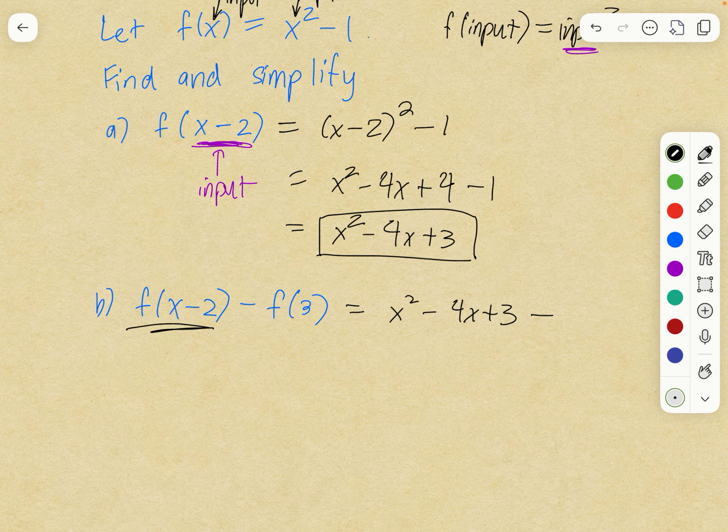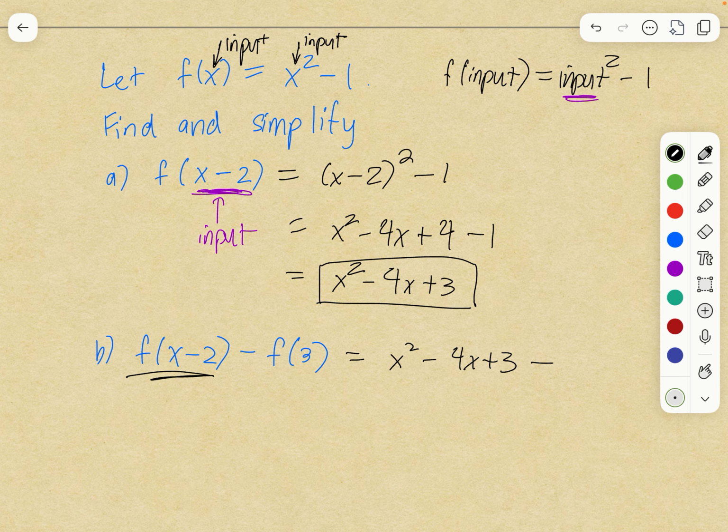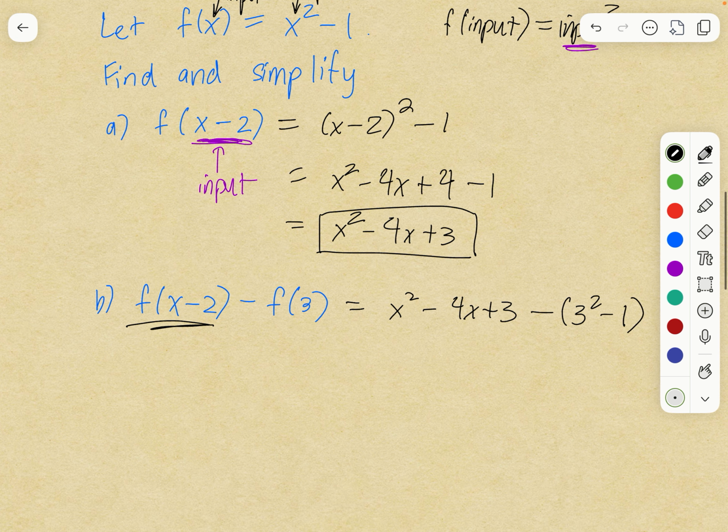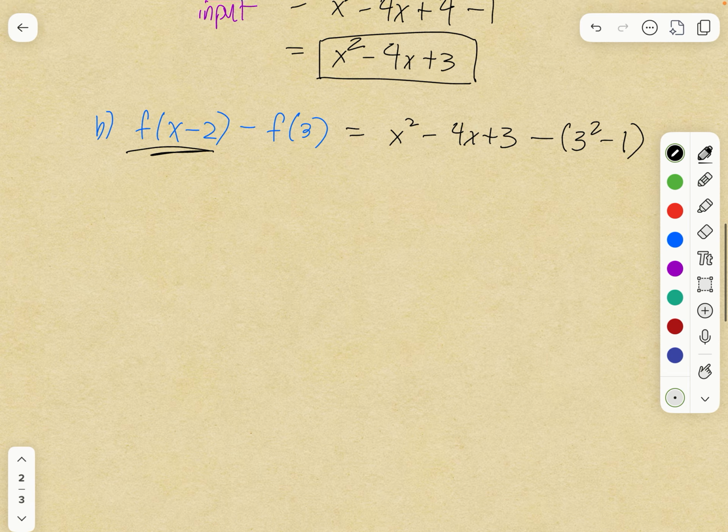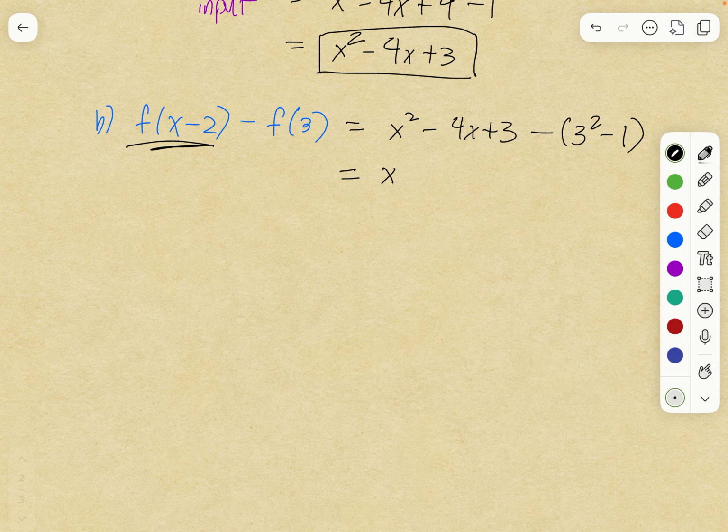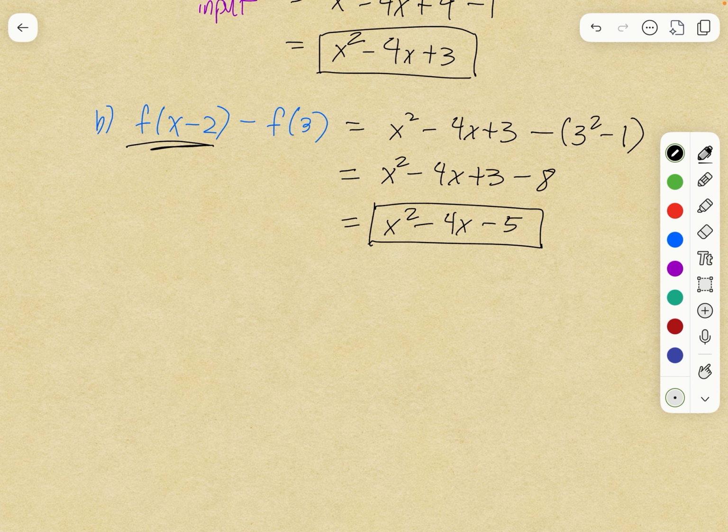Well, what's f of 3? F of 3 is what you get when you plug in 3 into the function. So we get 3 squared minus 1. And I have to put parentheses because I'm subtracting the whole thing. I'm subtracting this difference. So this is going to be x squared minus 4x plus 3 minus 3 squared minus 1, which is 8. And then I have a 3 minus 8. So I get x squared minus 4x minus 5. And that's the answer.